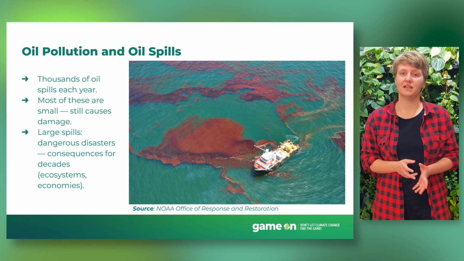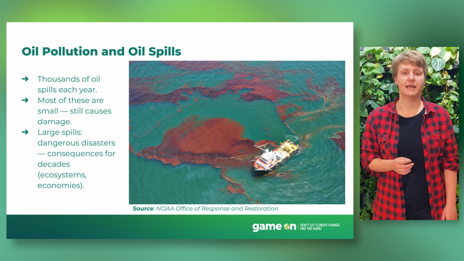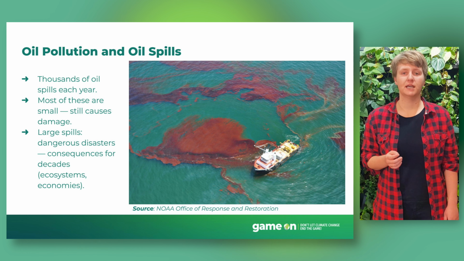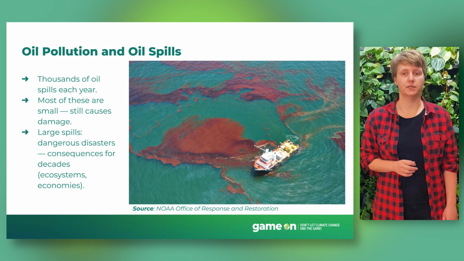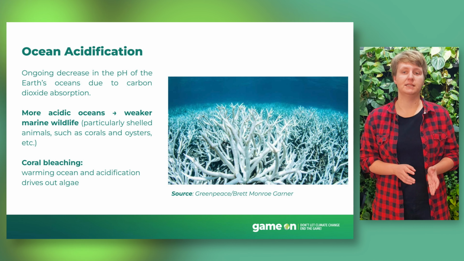On the other hand, large oil spills are major dangerous disasters. These tend to happen when pipelines break, big oil tanker ships sink, or drilling operations go wrong. Consequences to ecosystems and economies can be felt for decades following a large oil spill. Without a doubt, we also need to mention ocean acidification.